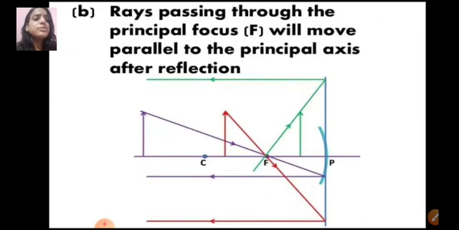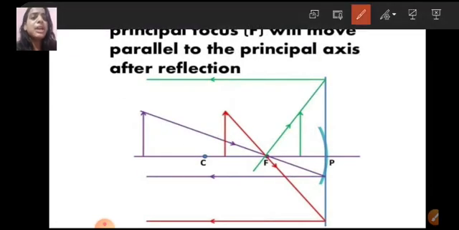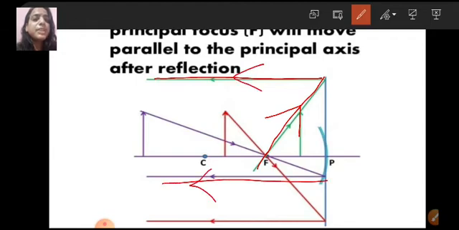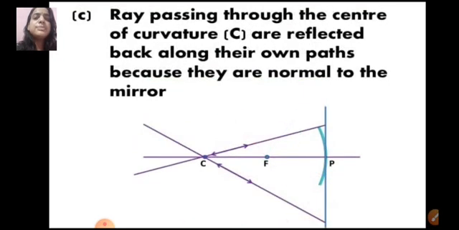So in this image also you can see the same thing happening. This incident ray is passing through the focus. After being reflected, it is becoming parallel to the principal axis. This is the principal axis, this one. So you can see that the rays are becoming parallel to the principal axis.